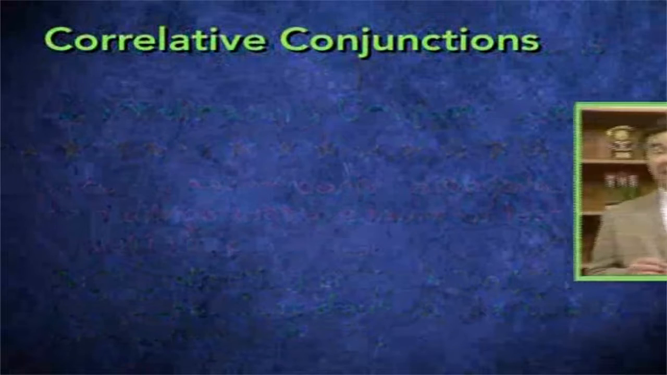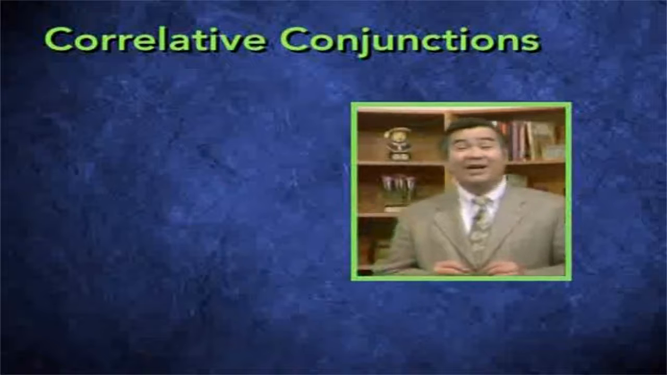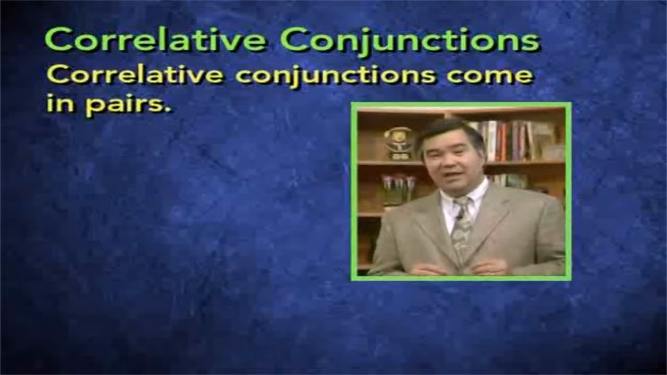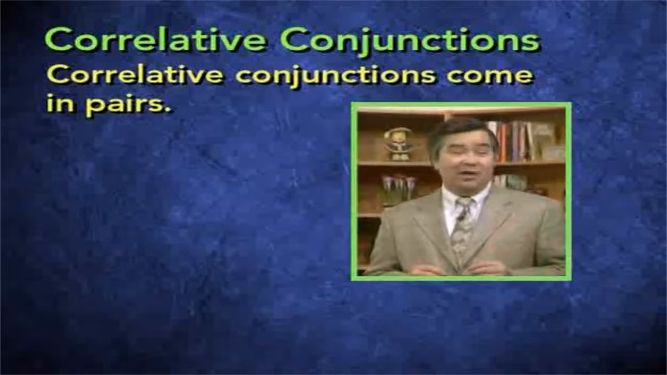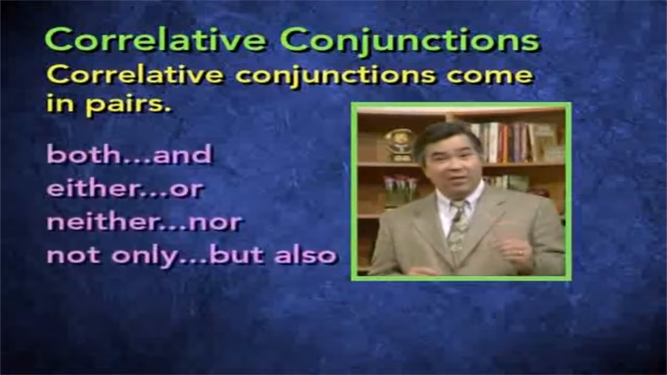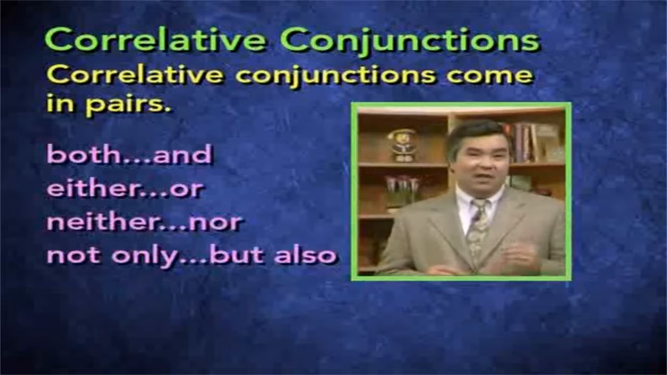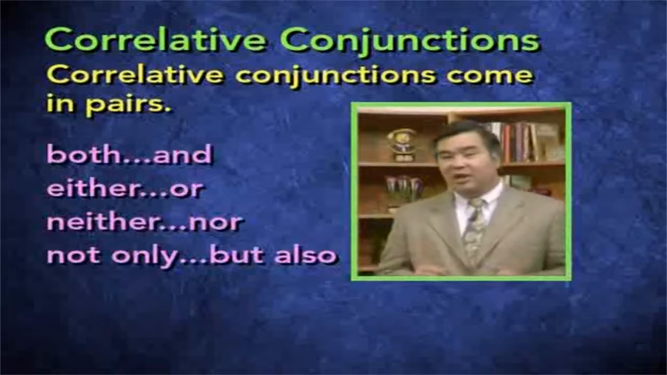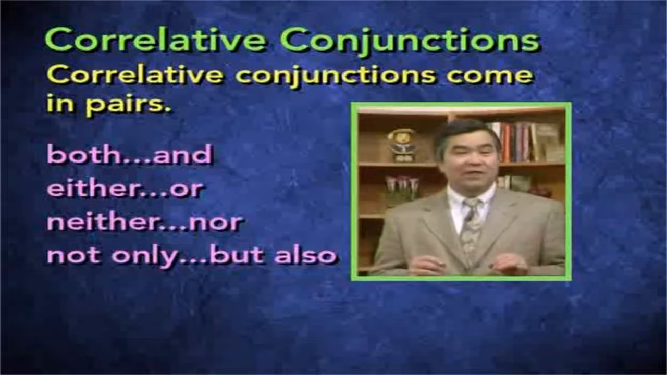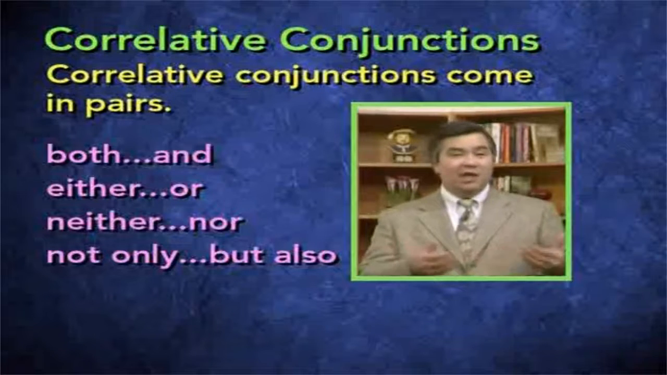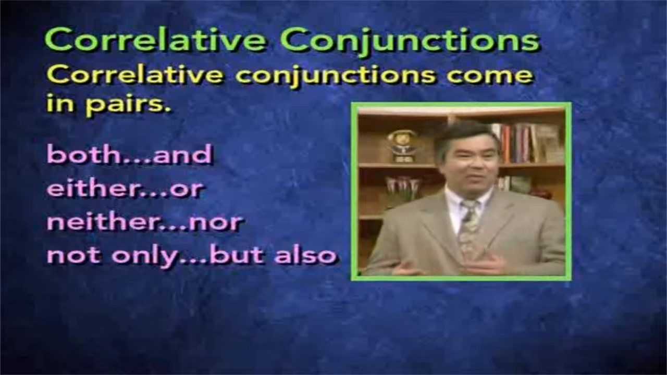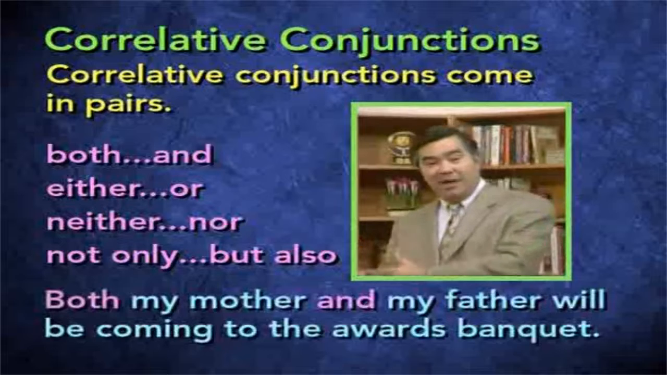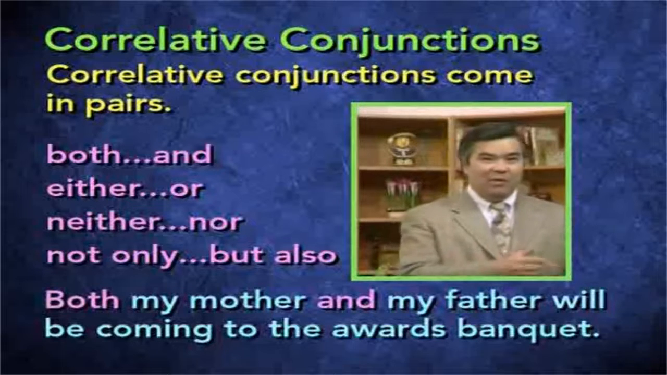Here's the third and final kind of conjunction to be aware of, the correlative conjunction. A correlative conjunction comes in pairs, and there are four most important correlative conjunctions to be aware of: both and, either or, neither nor, not only but also. And the most important thing to be aware of about correlative conjunctions is that they always should be used correctly in pairs. So whenever you begin with both, you need to follow up with and. So both my mother and my father will be coming to the awards banquet.